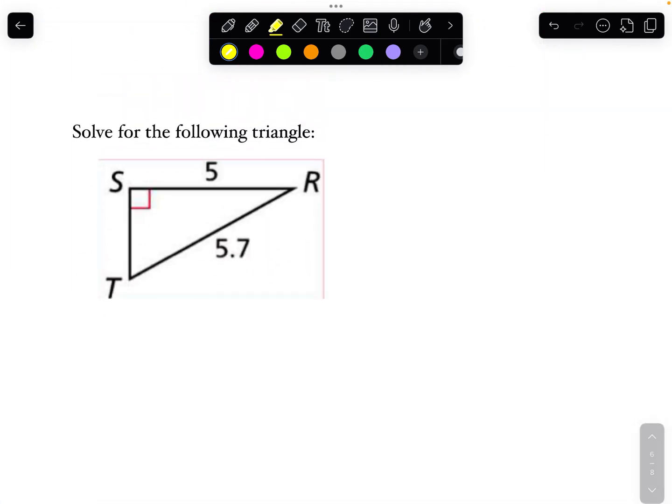Let's try another one. We need to find ST and the measure of angle T and the measure of angle R. We'll start with ST first. That'll be the easiest one because we can use the Pythagorean theorem to find it. This has to be my C. I'll call this my A and this my B.